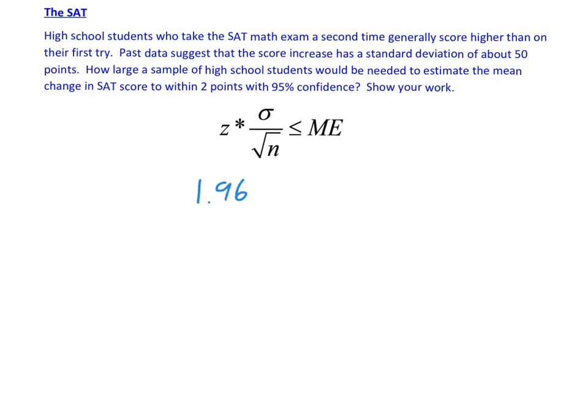So here's a margin of error problem. I want 95% confidence, so I'll go 1.96. Sigma is 50. We'll throw that over square root n. And we want to be within the margin of error of 2 points. Right? This is measuring the average improvement from taking the SAT from the first time to the second. Okay?